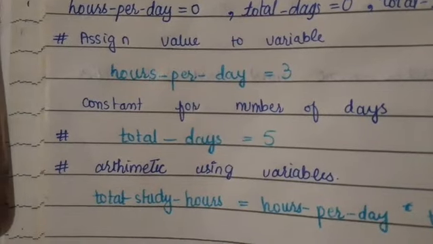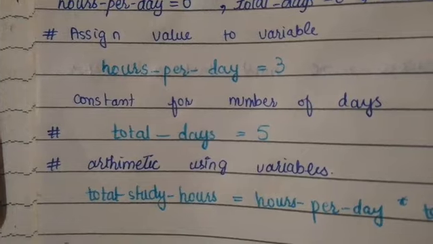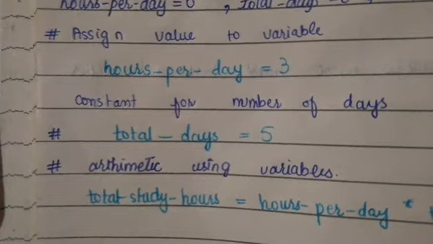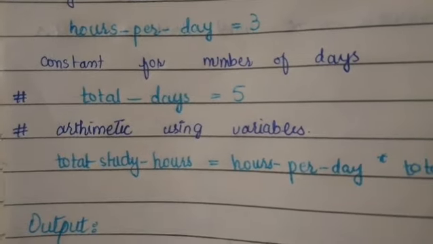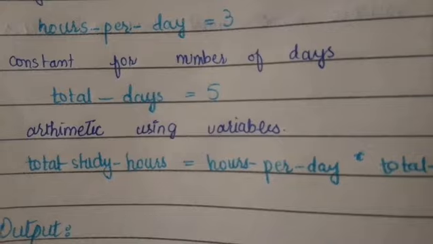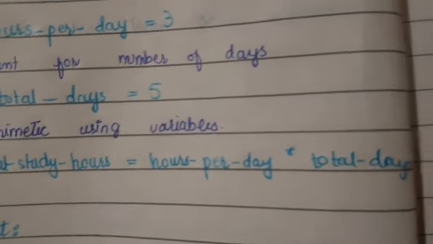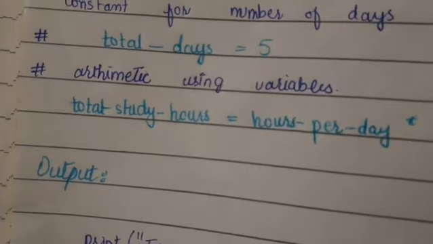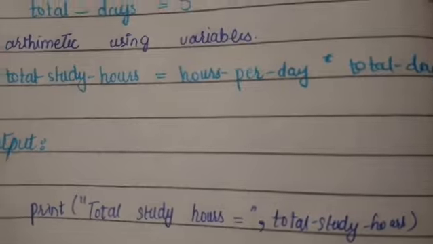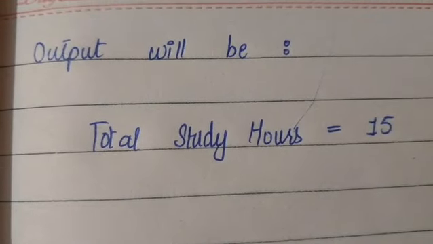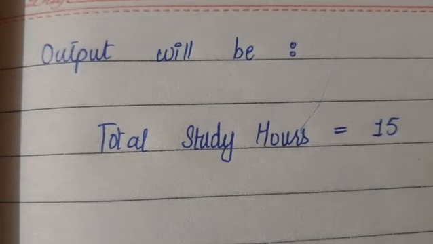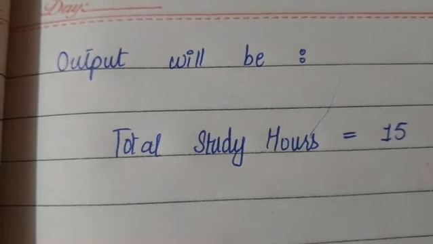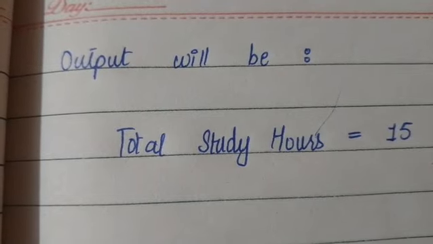So after assigning values to the variables, we will apply an arithmetic rule using variables. That is, total study hours is equal to hours per day, that is 3, multiplied by the total days, that is already 5. So the output will be 15. And it explains how variables and basic arithmetic work together in Python. This small example shows how we can turn a real life situation into code.